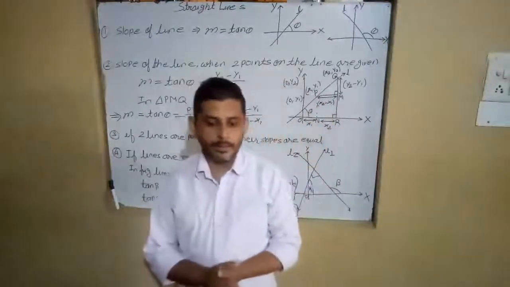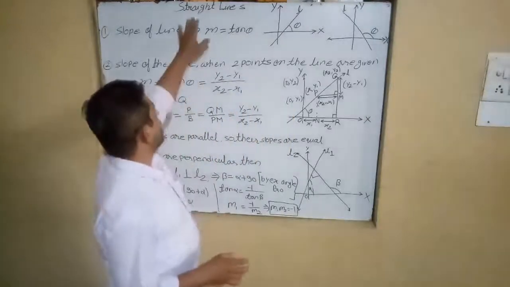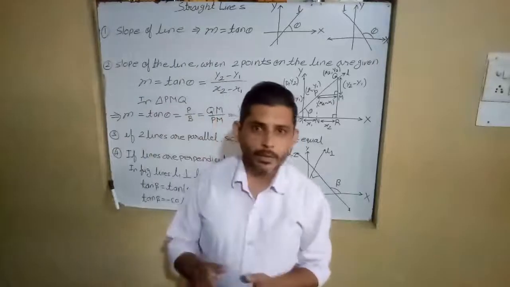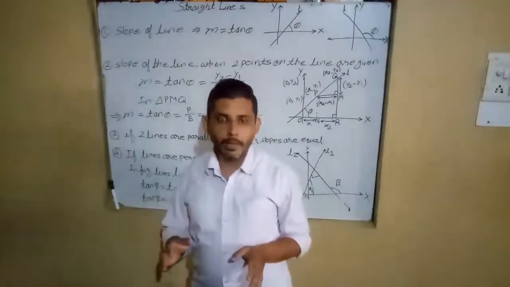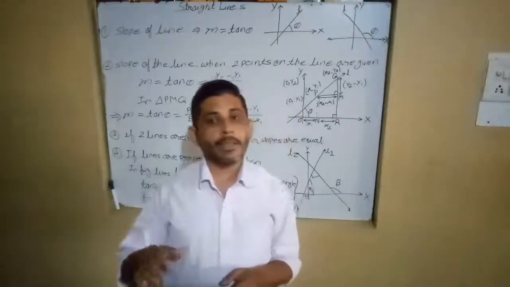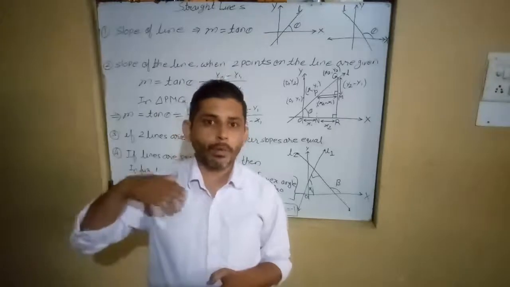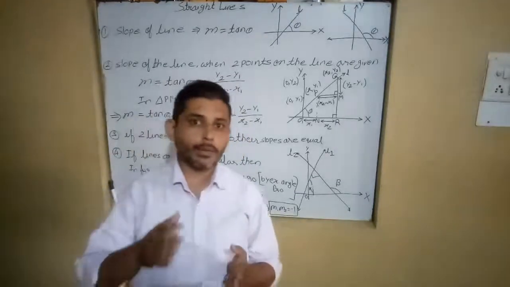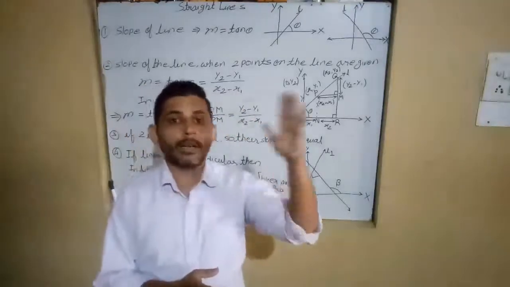Hello students, now we learn Chapter 10, Straight Lines, of 11th class. This is a very vast chapter. Here we read about the different types of lines and their equations. First we talk about the slope of any line, how we measure the slope, which means how much a line is inclined or declined.